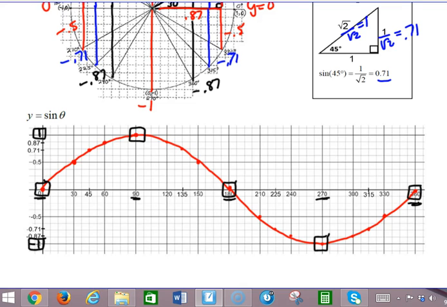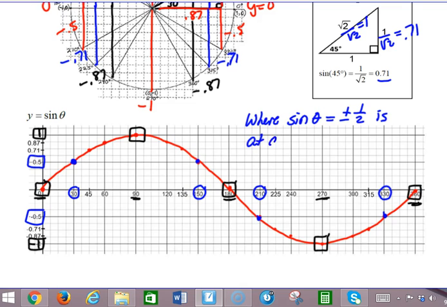The other points that are really helpful are the points where our y value is 0.5 or negative 0.5. Notice those happen at 30, 150, 210, and 330. These are all special angles that have a reference angle of 30 degrees. So sine of theta equals positive or negative 1/2 at all angles with a 30-degree reference angle.